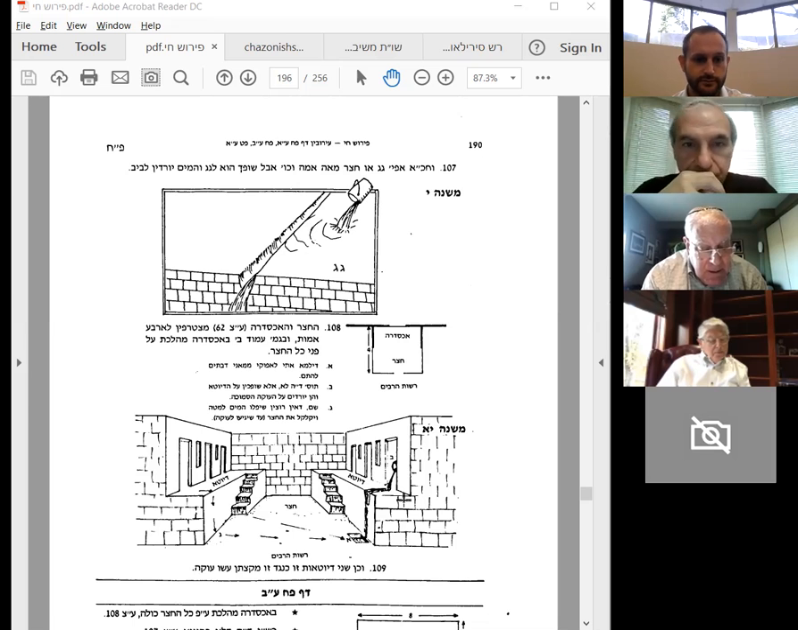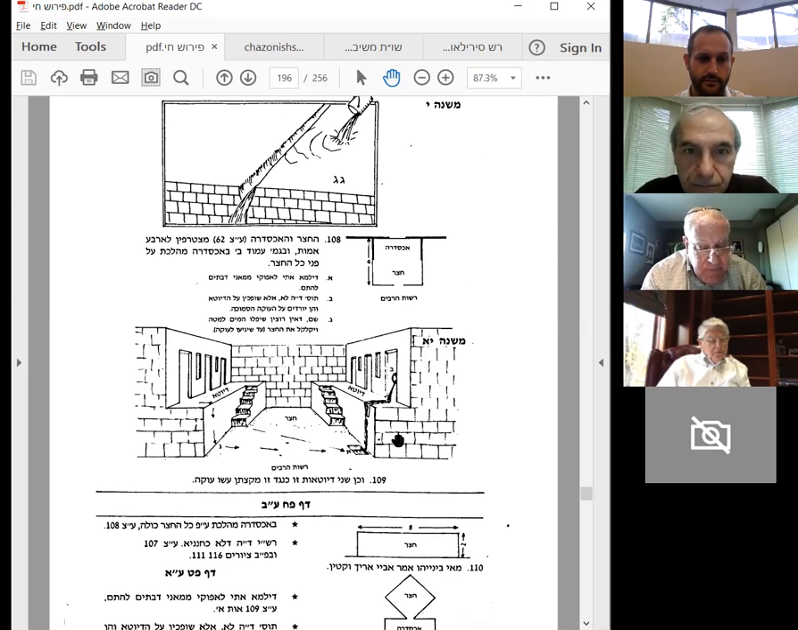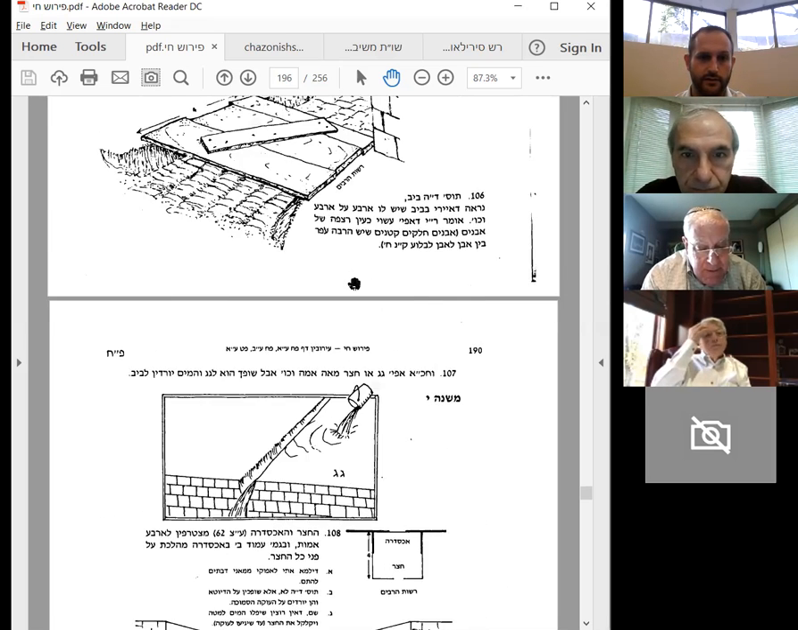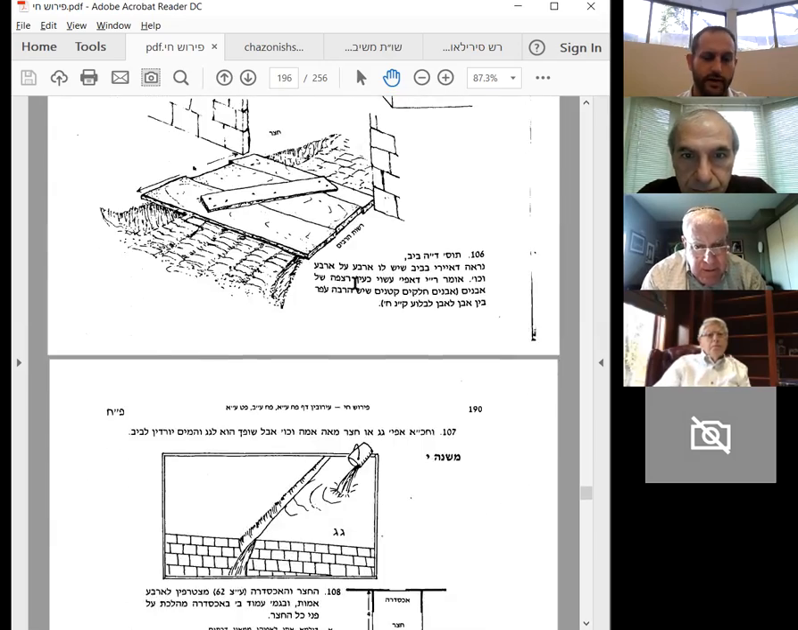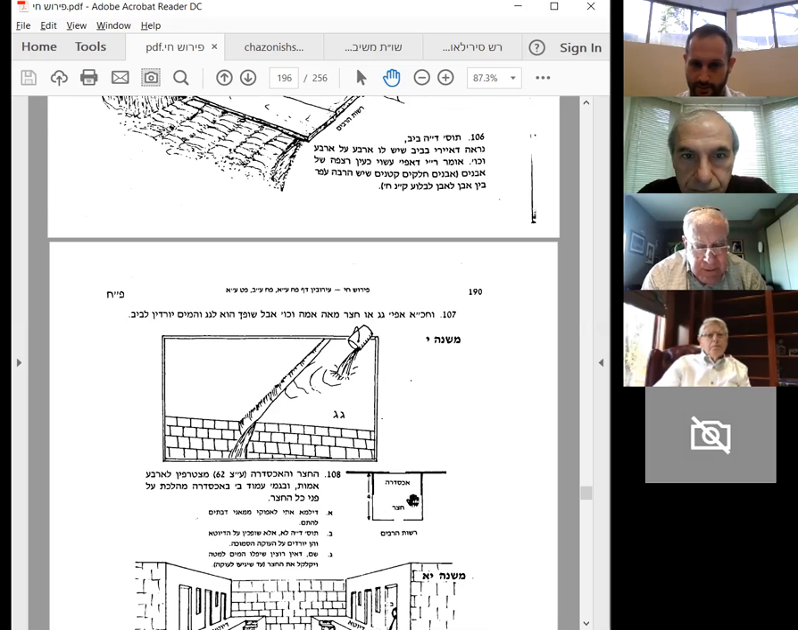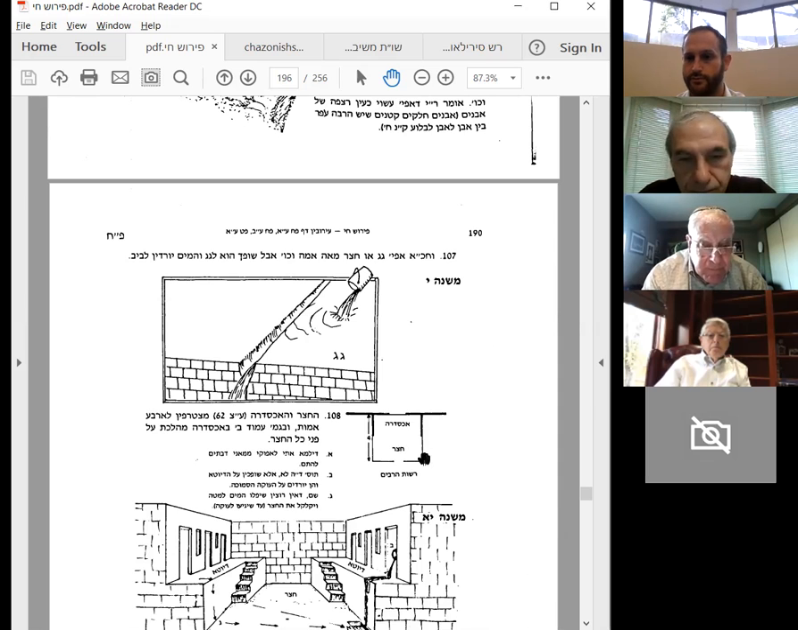Which picture is that one? Oh, I guess I don't have a picture here. Okay, here, you can see it, right? So again, the Achsar was the one that has a nice cover over it. Chatzer is the one that simply has walls and no roof.